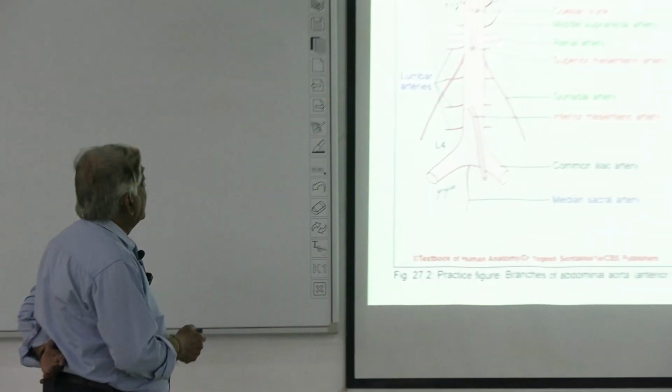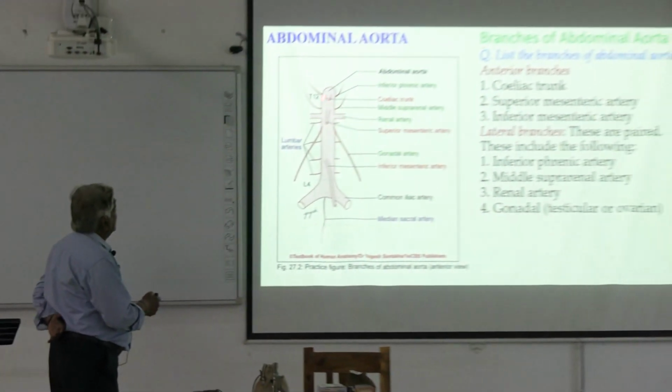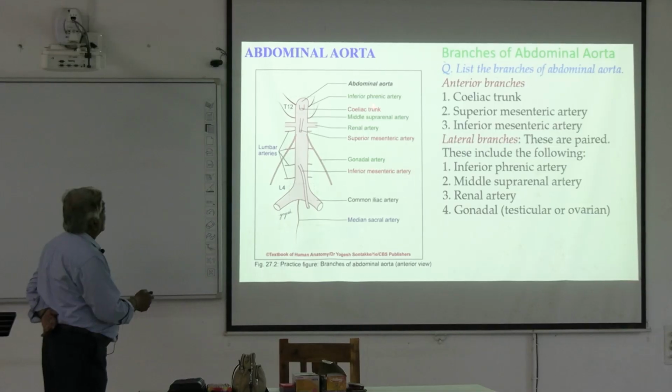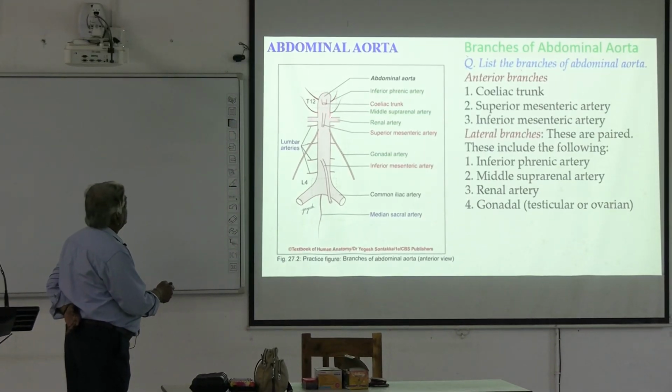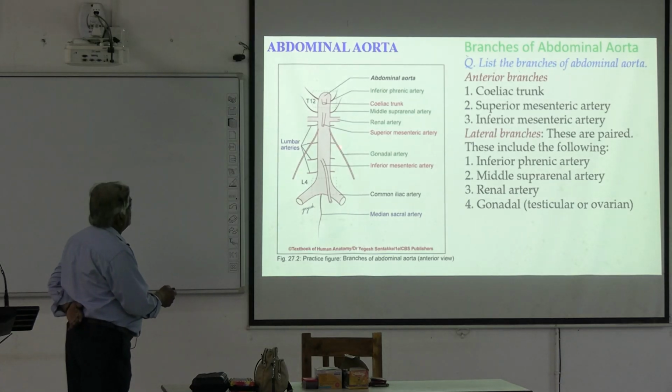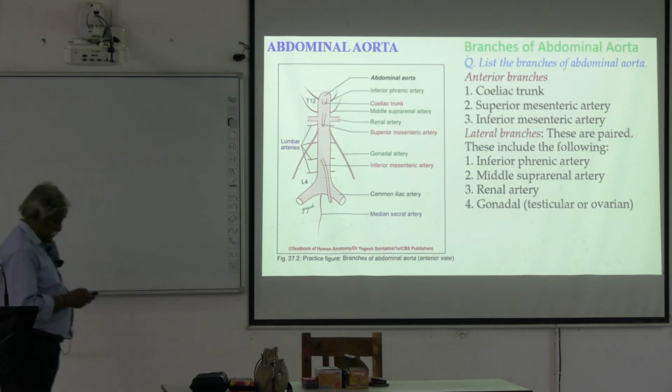Now, see, abdominal aorta, this is the celiac trunk. This is the inferior phrenic artery. This is the middle suprarenal artery, the celiac trunk, the superior mesenteric artery. This is the gonadal vessel. These are the lumbar arteries. This is the common iliac artery. This is the inferior mesenteric artery. This is the common iliac artery. This is the median sacral artery.